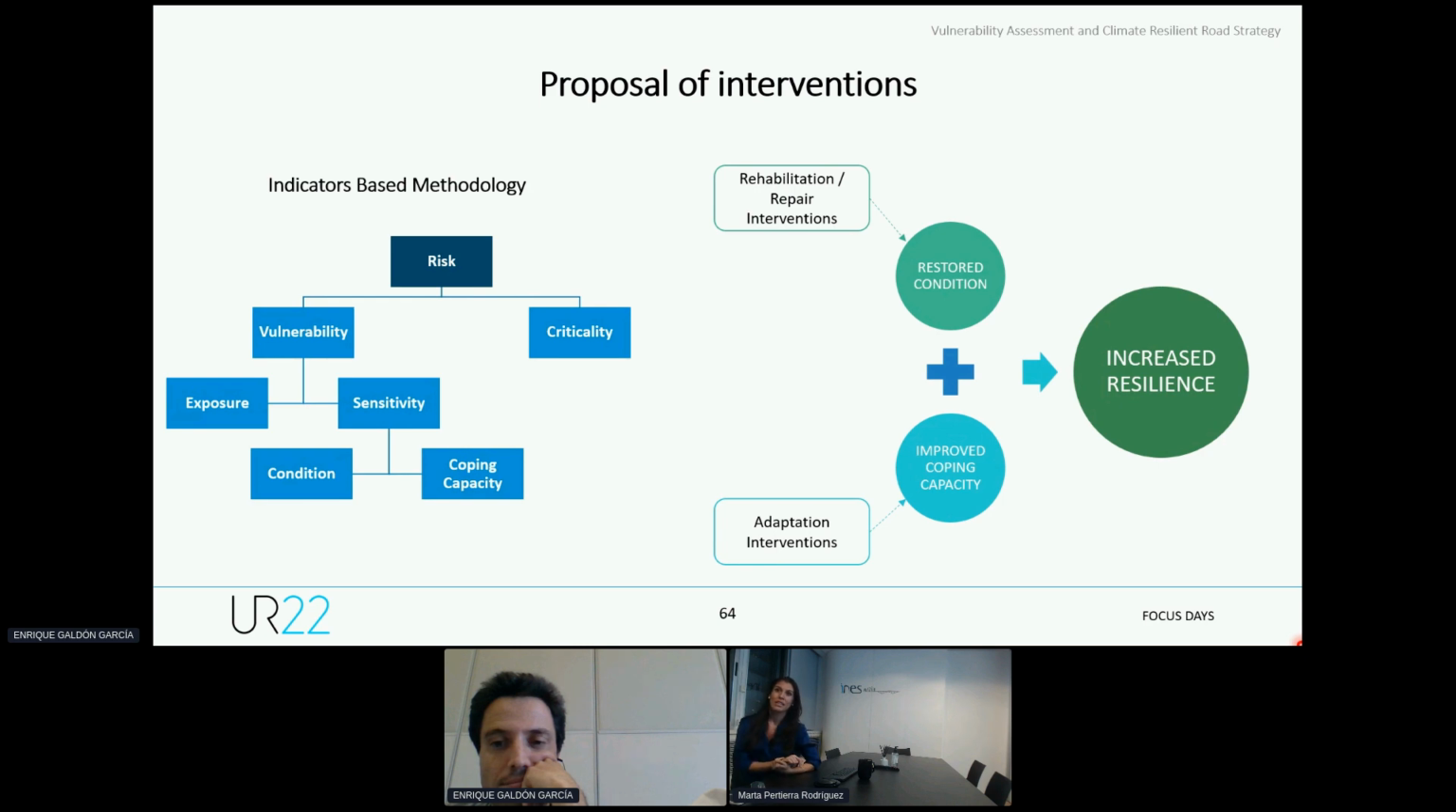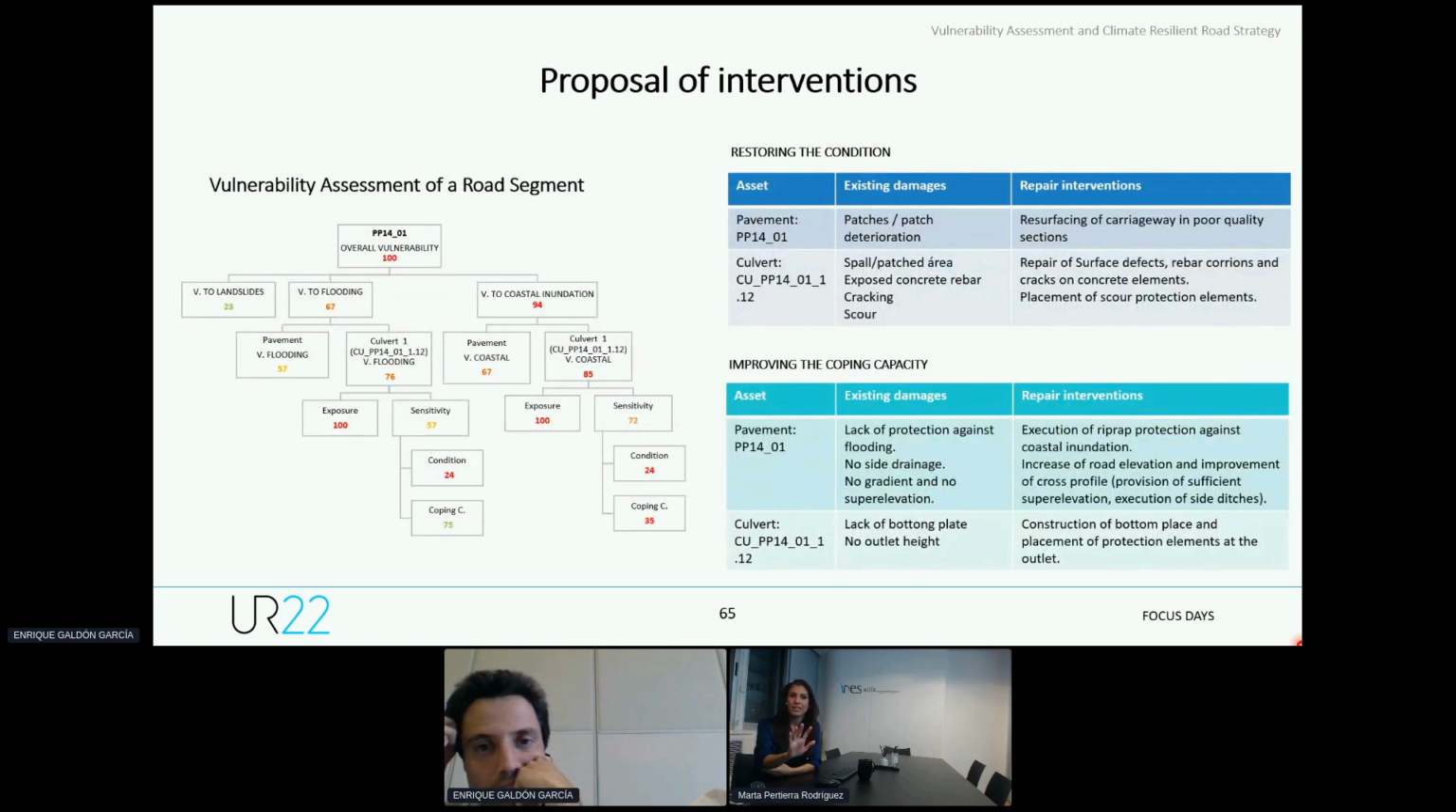Next slide. This is just an example. As you can see on the left, we can see the overall vulnerability of a road segment. By road segment, we mean a unit that includes all the road assets, like the pavement, any culvert, bridge, or earthwork that is included in that segment.